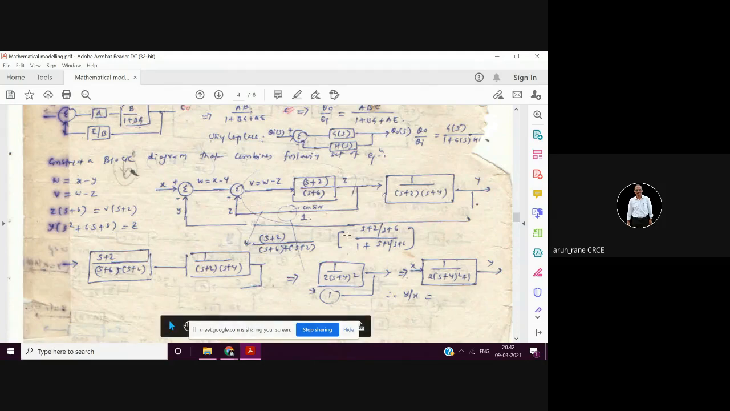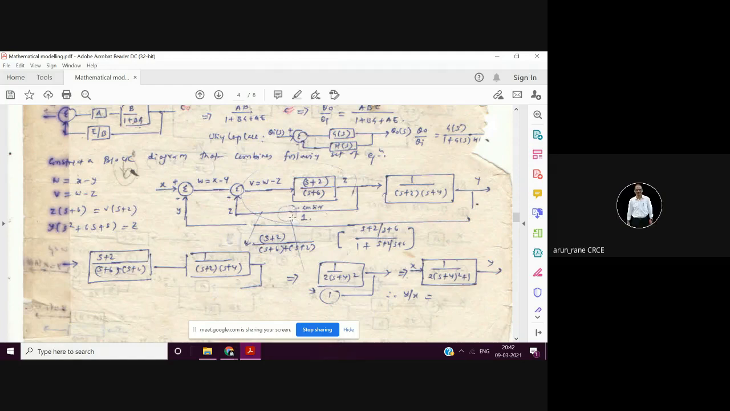Now here we got Y, isn't it? So now we have to complete the loop. We can take this output as a takeoff and give it here, in the beginning. Similarly, for W minus Z, Z is the output that can be taken from here and given here. You can consider a block of one transfer function here if you want.